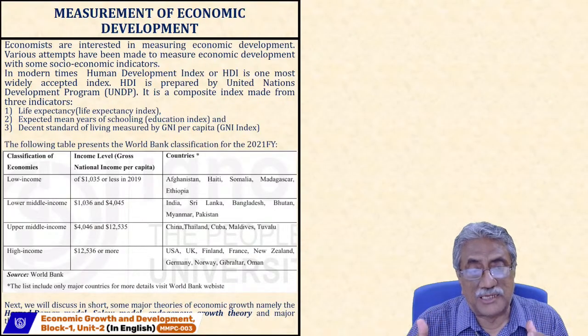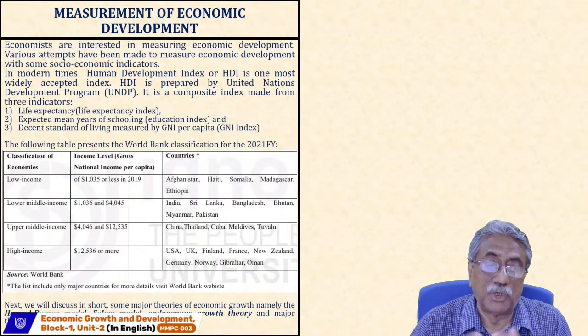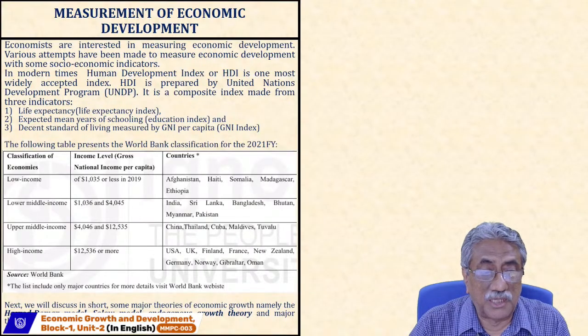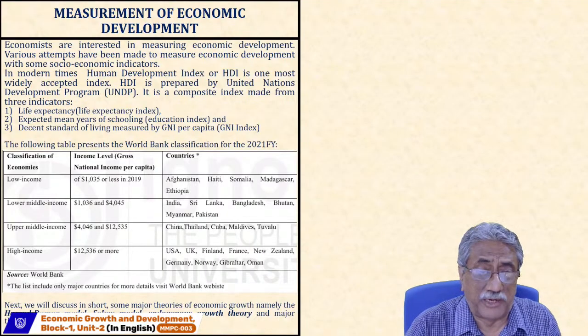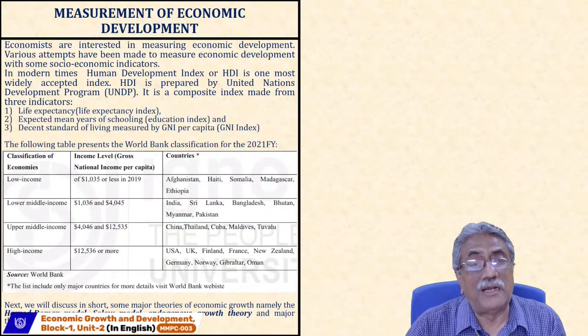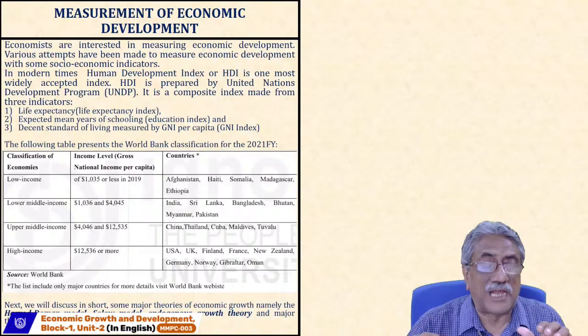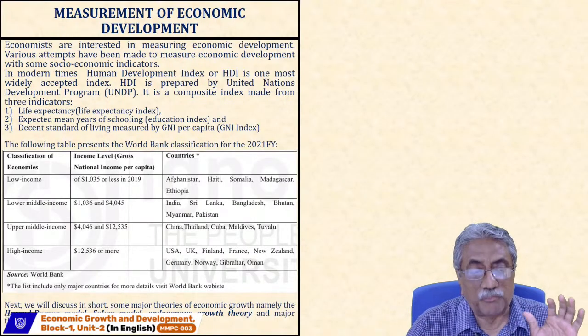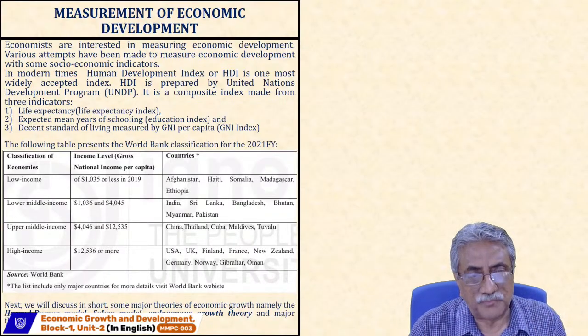And you'll be surprised that USA, UK, Finland, France, New Zealand, Germany, Norway, Gibraltar, Oman, these are the countries. The list includes only major countries. For more details, you can go to the World Bank website and find out. You'll be surprised to note it is not US or UK. It is Finland, Norway, Iceland. They have the highest HDI, Human Development Index, and their quality of life is very good. So this is how it stands now.